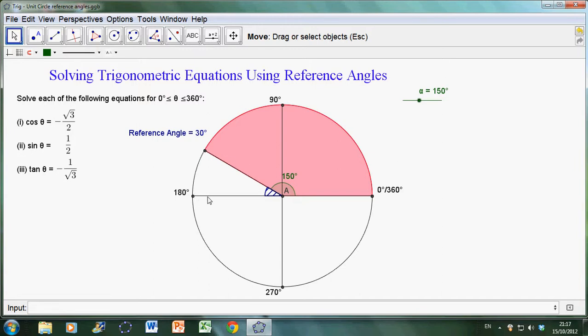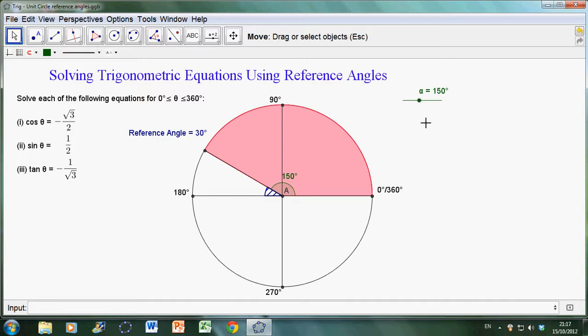We found that by subtracting the reference angle 30 from 180 to go back 30 degrees into the second quadrant. So if you check that on your calculator again, sine of 150 is a half, and sine of 30 is also a half. So there are two answers there.